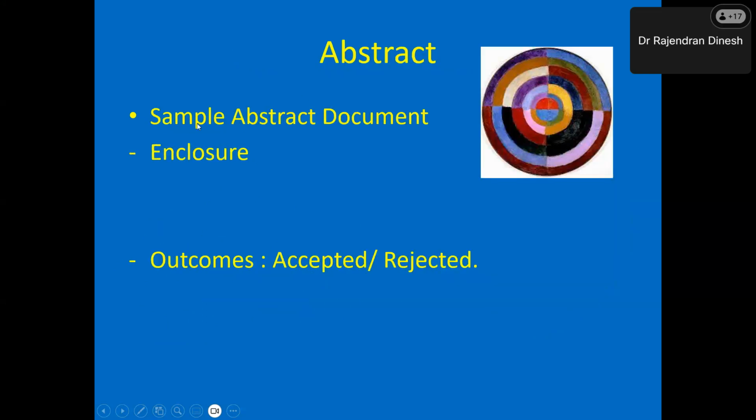An abstract is a simple enclosure of a document, whichever session you are presenting. It could be a case report session, a case series session for a postgraduate, an e-poster session, or a video session. The usual outcomes are either accepted or rejected. If a lot of students submit similar topics, some of the abstracts can get rejected.